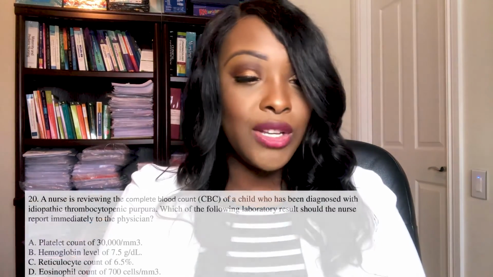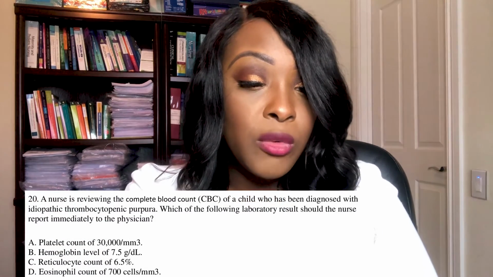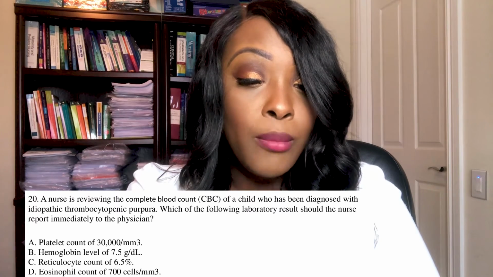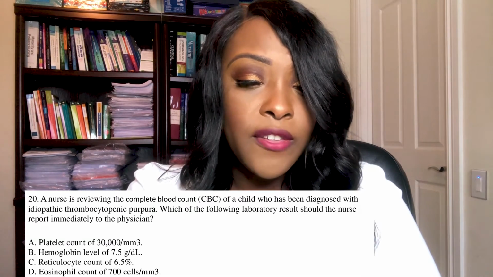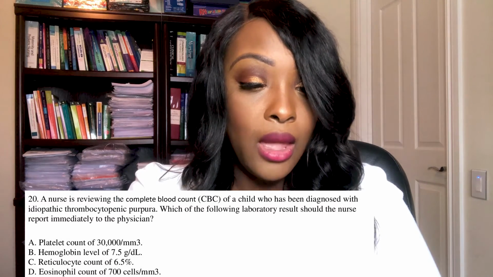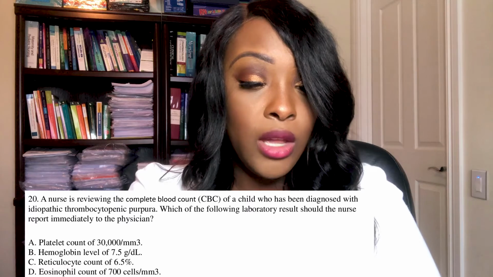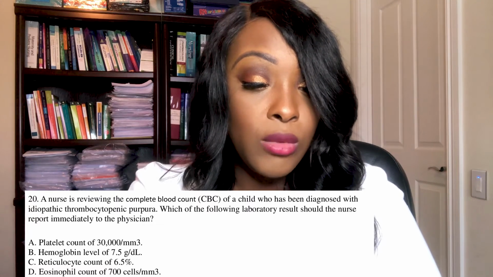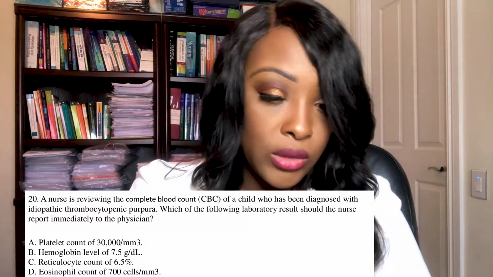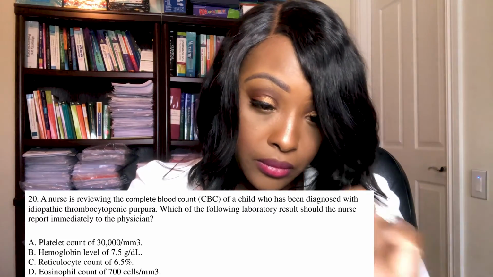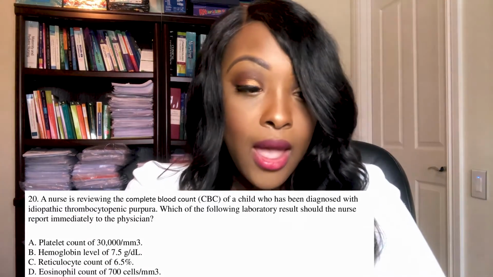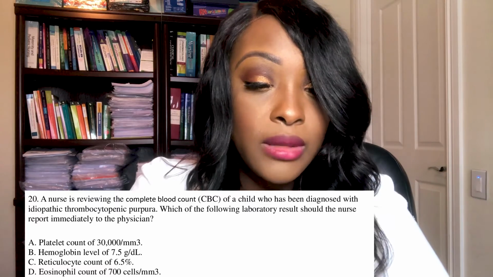All right, last question. A nurse is reviewing the CBC of a child who's been diagnosed with idiopathic thrombocytopenic purpura. Which of the following lab results should the nurse report immediately to the physician? A, platelet of 30,000. B, hemoglobin of 7.5. C, reticulocyte of 6.5. Or D, eosinophil count of 700. And the correct answer is hemoglobin of 7.5.